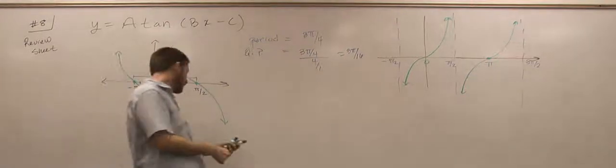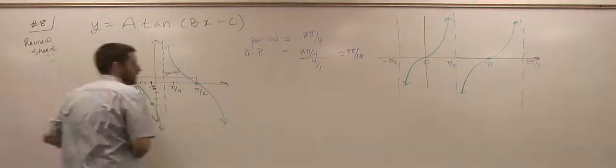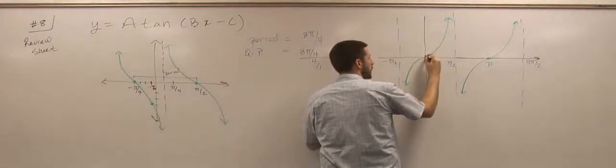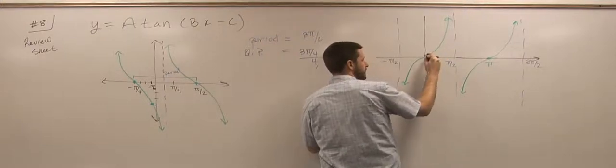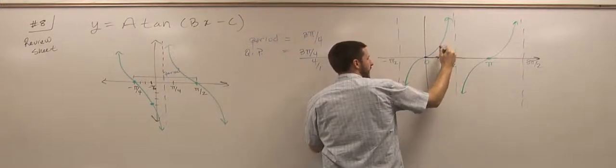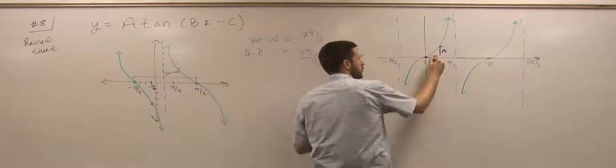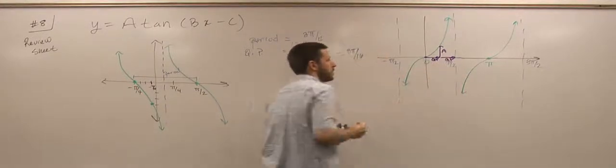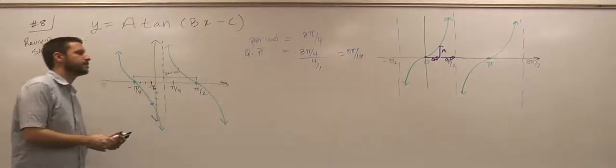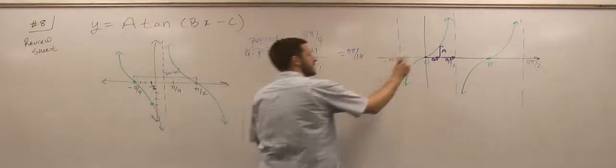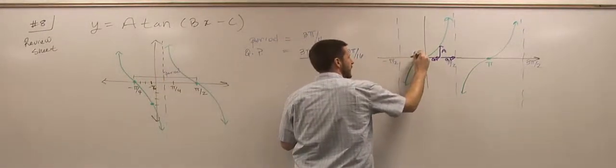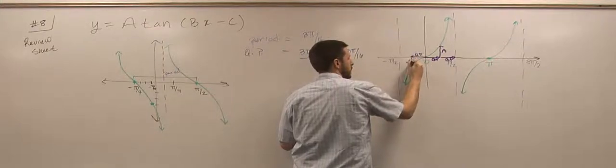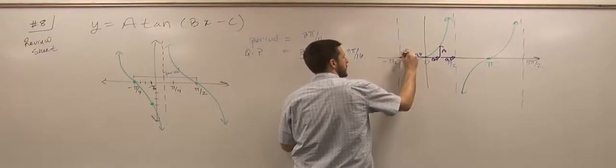So remember, the structure of tangent works like this: if you go 1/4 period to the right from a 0, you go up to the A value. And if you go 2/4 periods, you get an asymptote. If you go 1/4 period to the left, you go down to negative A. And if you go 2/4 periods to the left, you get an asymptote.